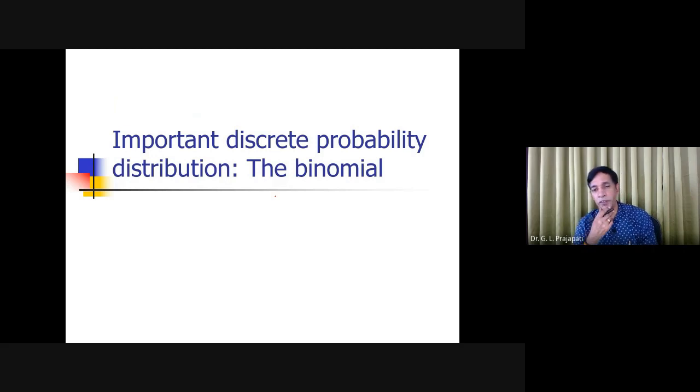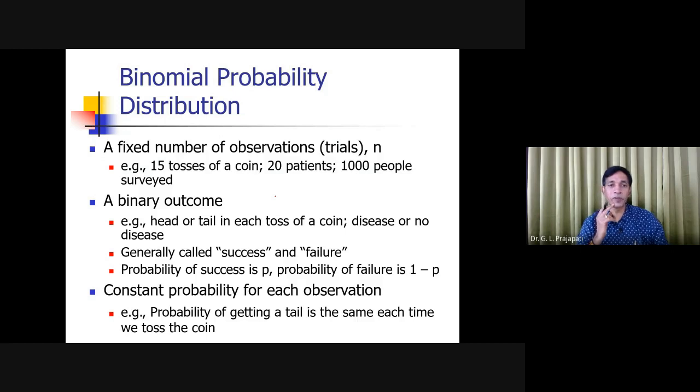The important probability distribution is the binomial distribution. So what is binomial distribution? In the case of the binomial distribution, you have a fixed number of observations, meaning trials. So you can say that you have n trials, like you are tossing the coin n times, like 15 tosses of a coin. So you have the fixed number of observations.